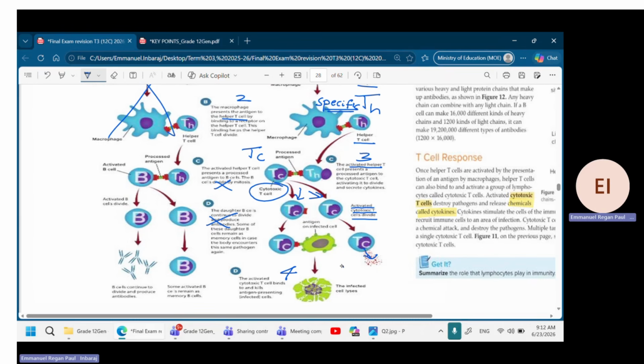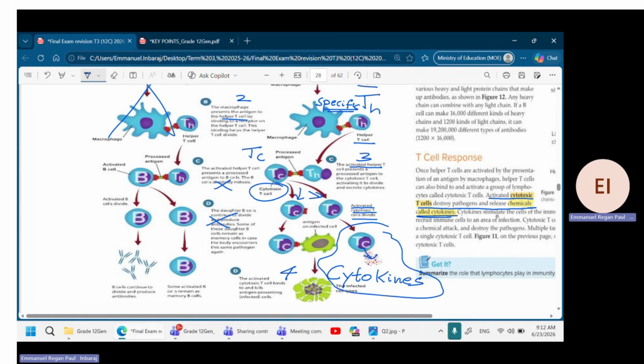This is important. This is the question they will ask. The activated cytotoxic T cells destroy pathogens and release a chemical called cytokines. This is the keyword. This is the question that you will get.